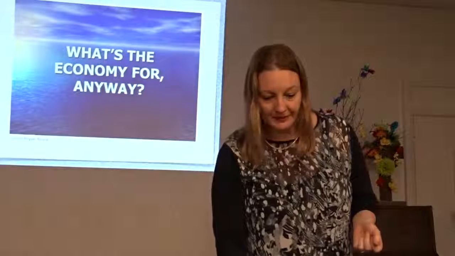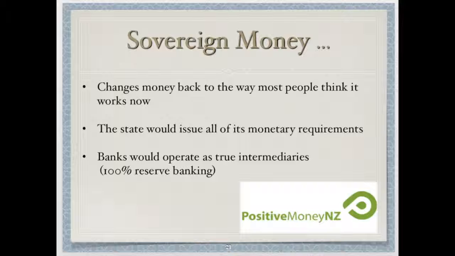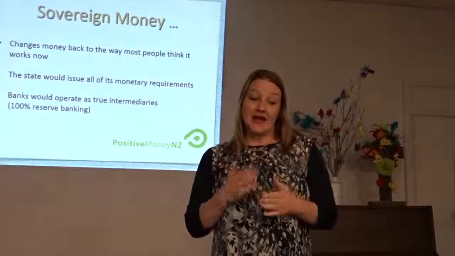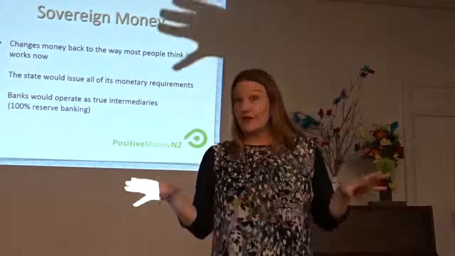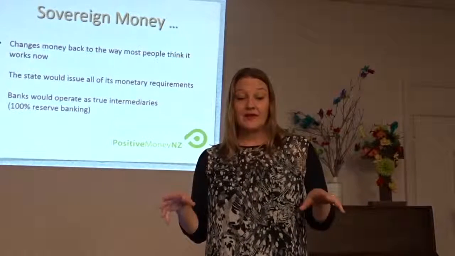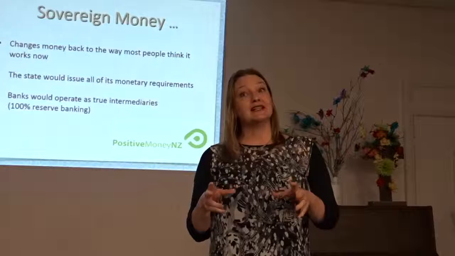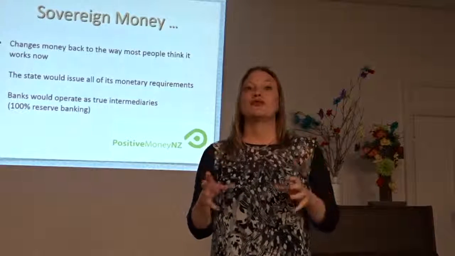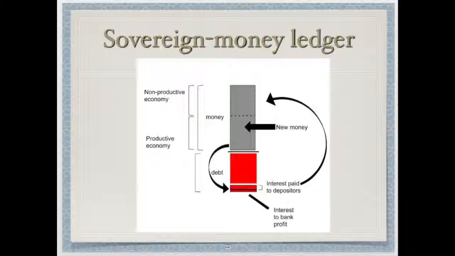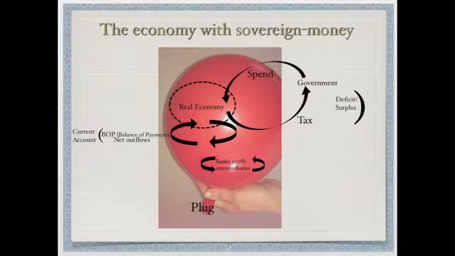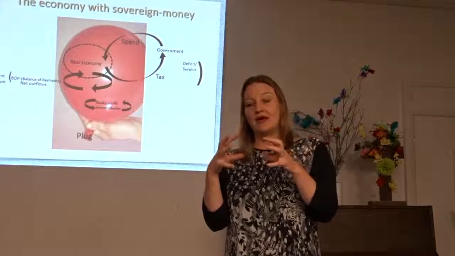Enter sovereign money. It changes money back to the way most people think it works now. And that is, the state would issue all of the monetary requirements we have, and banks would be genuine, true intermediaries. And so there is some debt, but it's much less debt. What we have now is a much stronger mechanism for control over what's going on in the real economy.